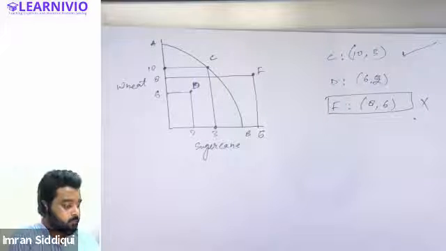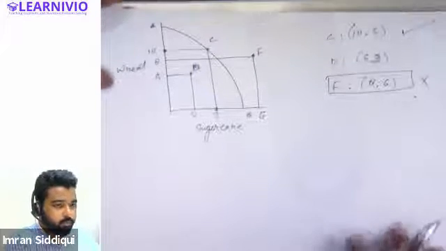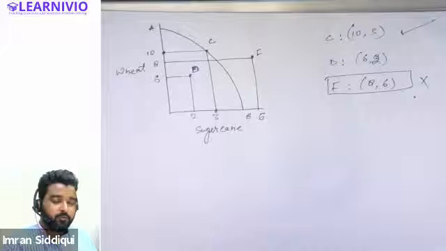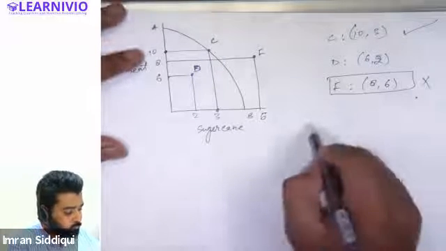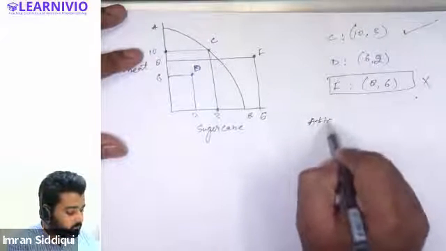Okay, thank you. So all those combinations that lie exactly on the production possibility curve, or any combination that falls within the production possibility curve, we call attainable combinations.